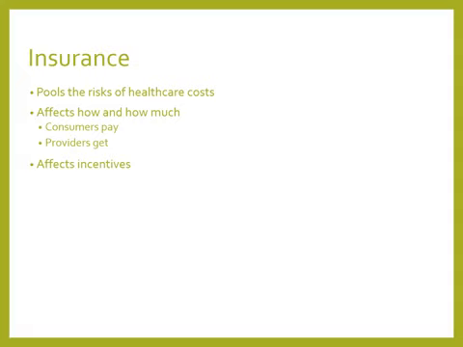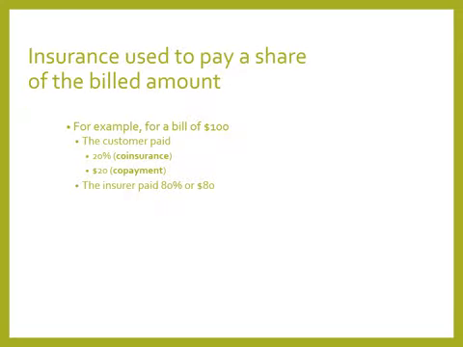Insurance pulls the risk of our healthcare costs and affects how much our consumers pay and what our providers get. It also affects our incentives. Insurance used to pay a share of the bill's amount. So, for example, for a bill of $100, the consumer pays a co-insurance of 20%, or a co-payment of $20. The insurer paid 80%, or $80.